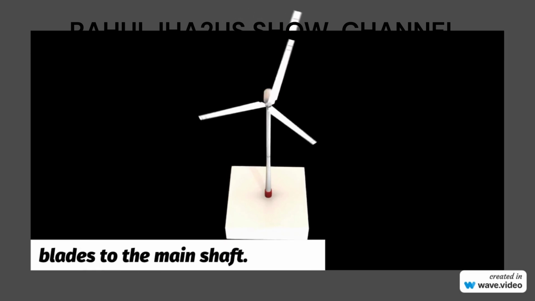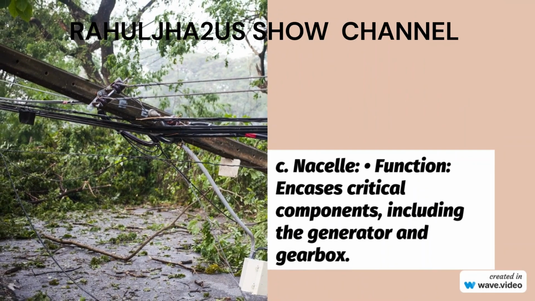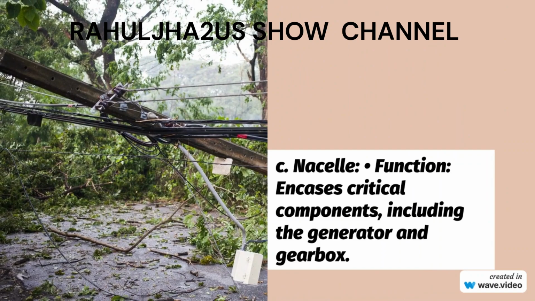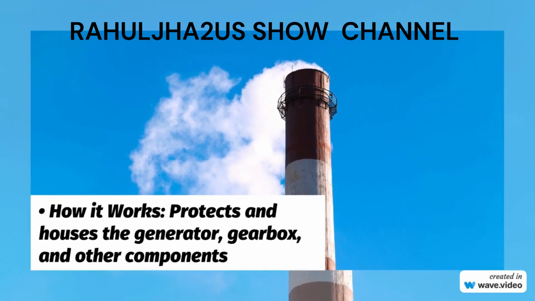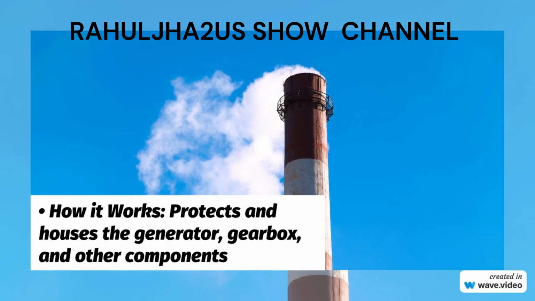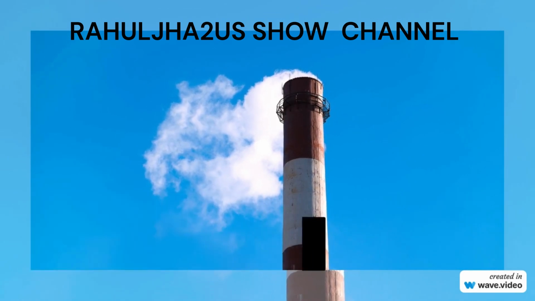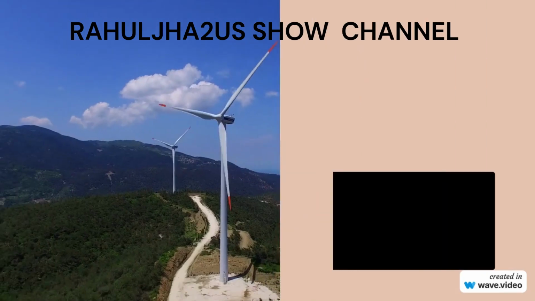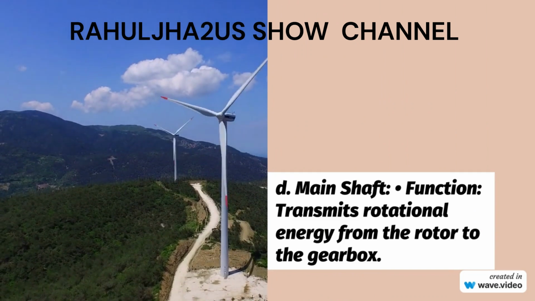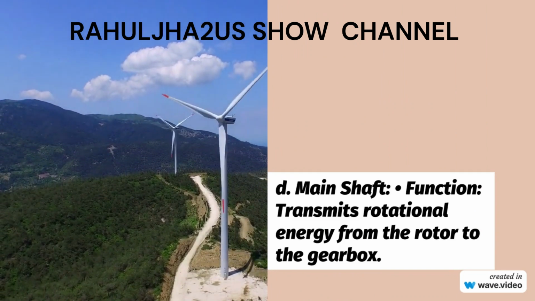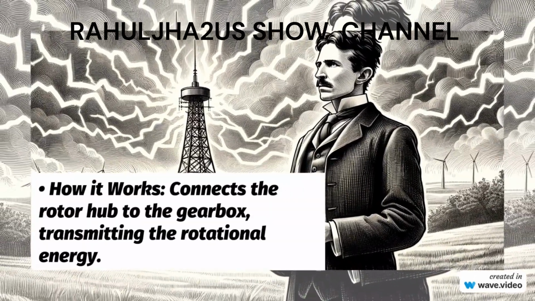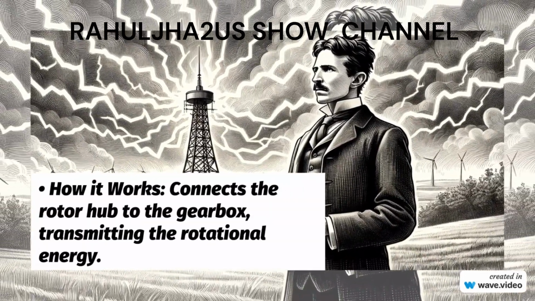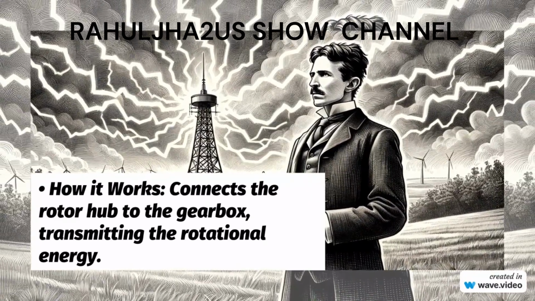Nacelle. Function: encases critical components including the generator and gearbox. How it works: it protects and houses the generator, gearbox, and other components from environmental elements. Main shaft. Function: transmits rotational energy from the rotor to the gearbox. How it works: it connects the rotor hub to the gearbox, transmitting the rotational energy.